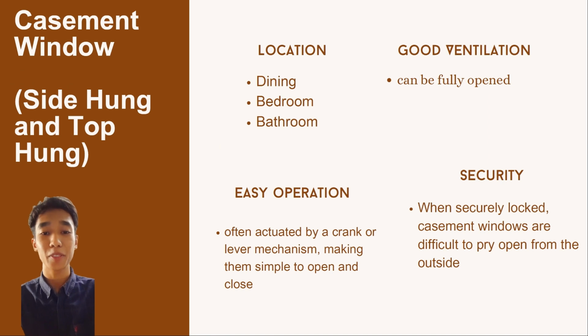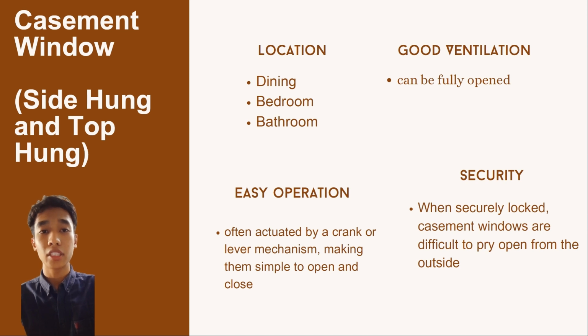Lastly, the casement window is the type of window selected for the three areas, which are dining, bedroom, and bathroom. There are two types of opening casement window chosen, which are side hung and top hung. The side hung window will be placed for the dining and bedroom area, while the top hung is for the bathroom.